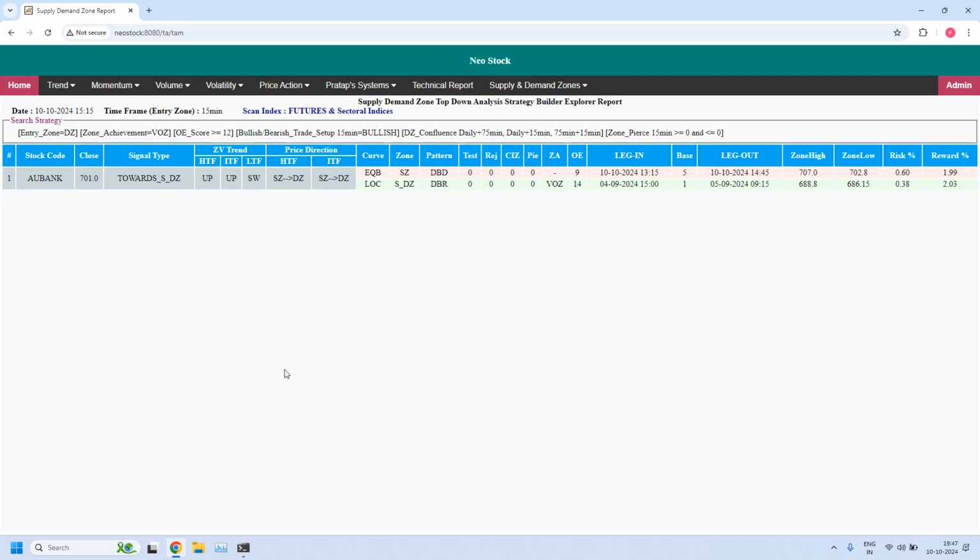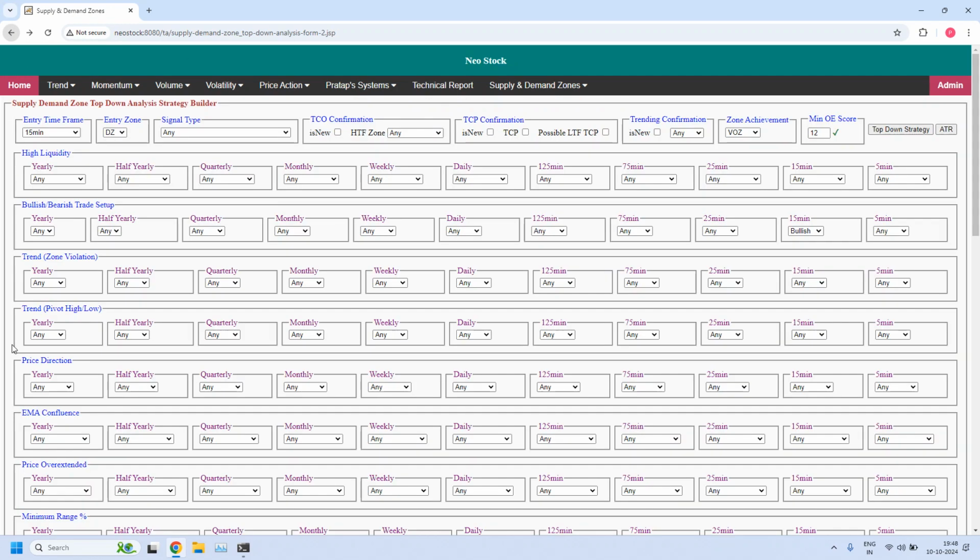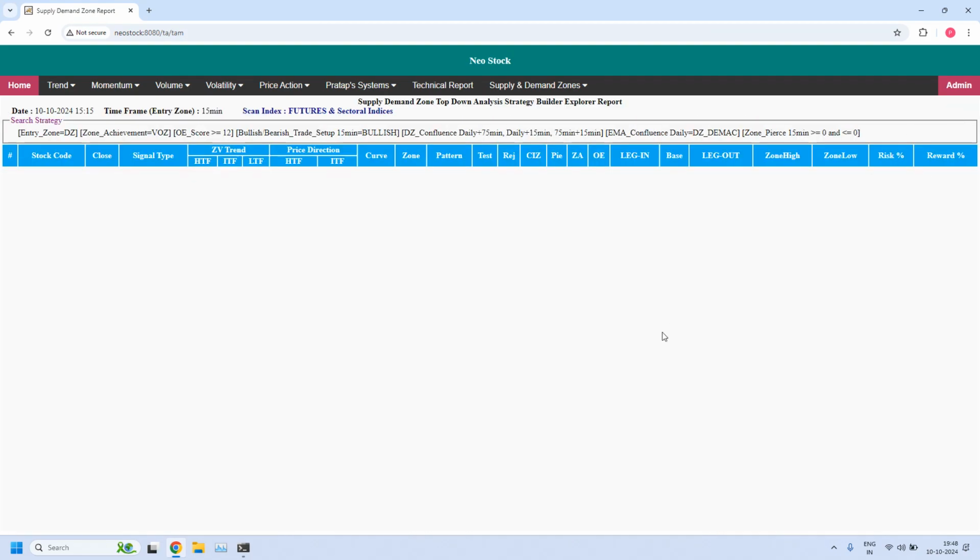That means 15 minute zone is part of the 75. Both 15 and 75 minute zone together again part of this daily zone. And daily trend is uptrend. If it is having EMA confluence, it is even more high probability setup. So in the EMA confluence, daily time frame, daily demand zone with daily EMA confluence filter. No stocks are having EMA confluence.